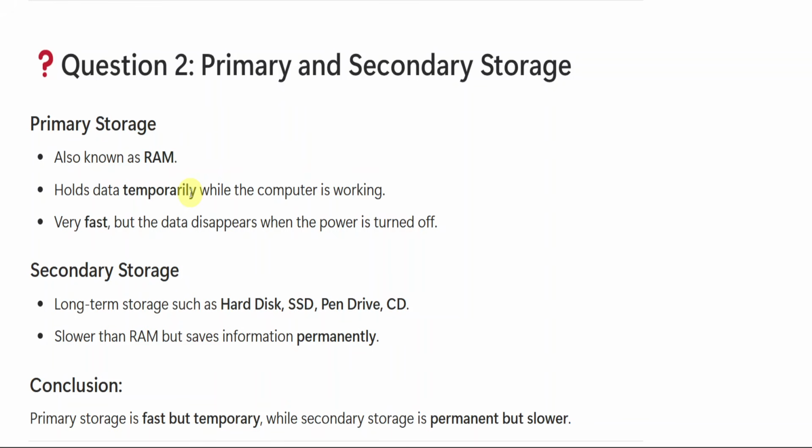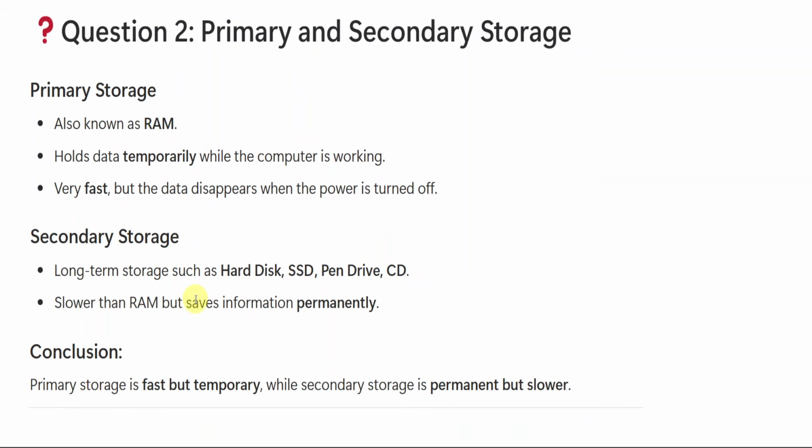The data will be temporarily stored. If a power cut happens, the data will disappear, but it works very fast. Primary storage is also known as RAM, random access memory.